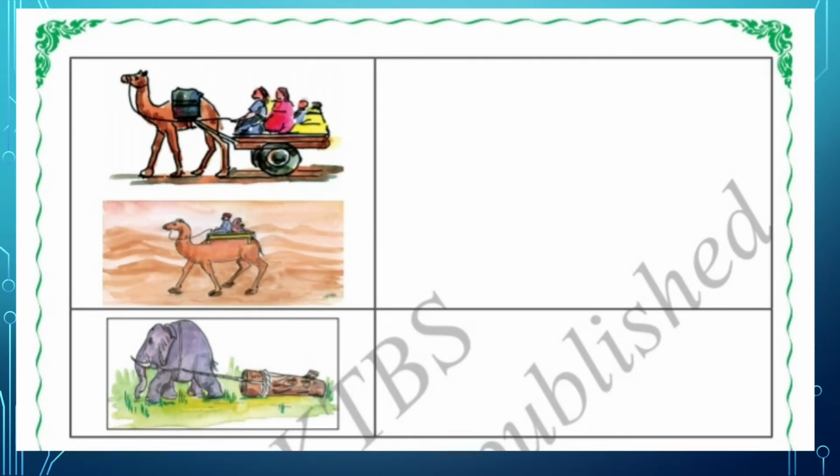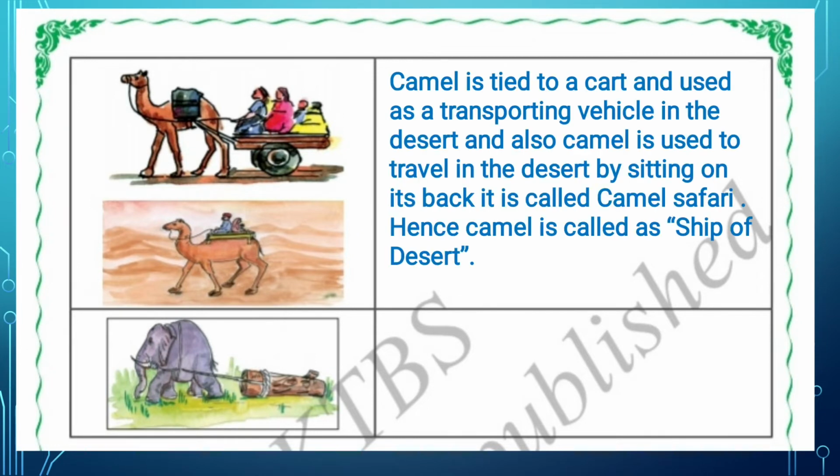The next picture is of a camel, where the camel is tied to a cart. One picture is of a camel tied to a cart and moving, and the second is of people sitting on the back of the camel. A camel tied to a cart is used as a transporting vehicle in the desert, and the camel is also used to travel in the desert by sitting on its back. It is called camel safari. That is how the camel is used.